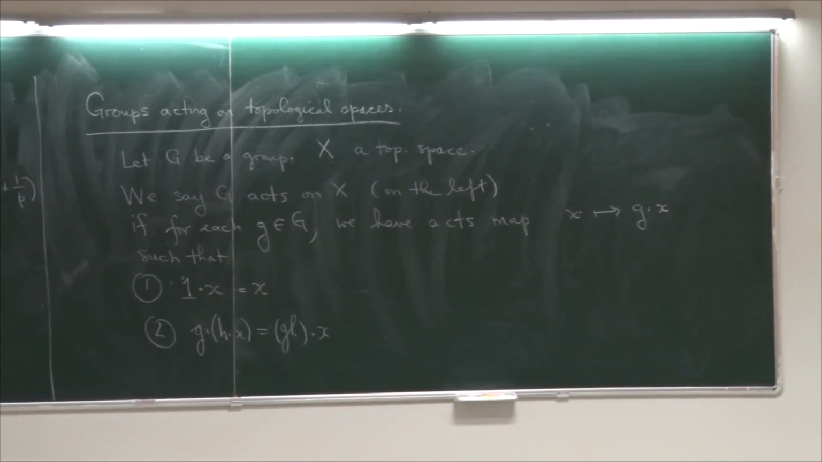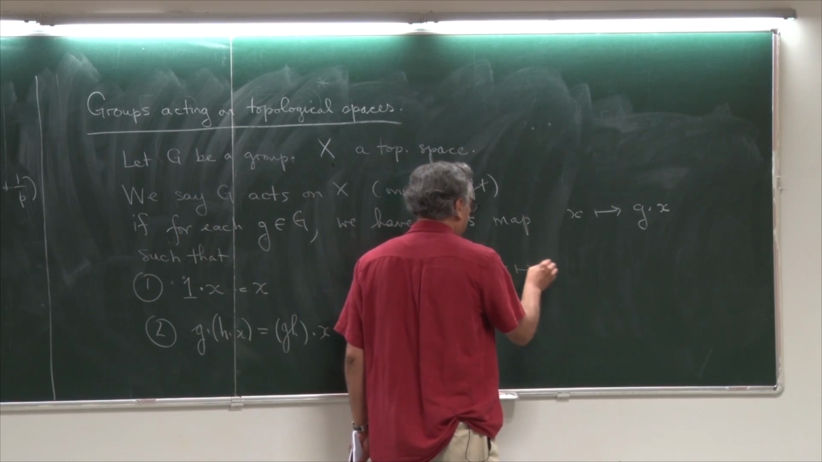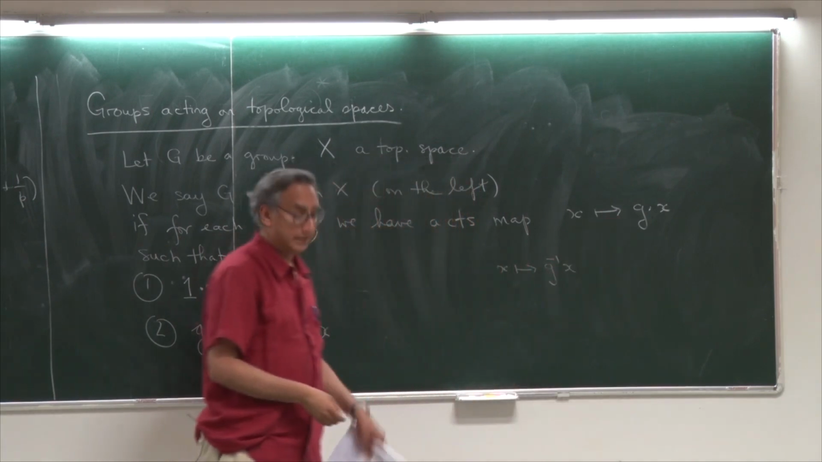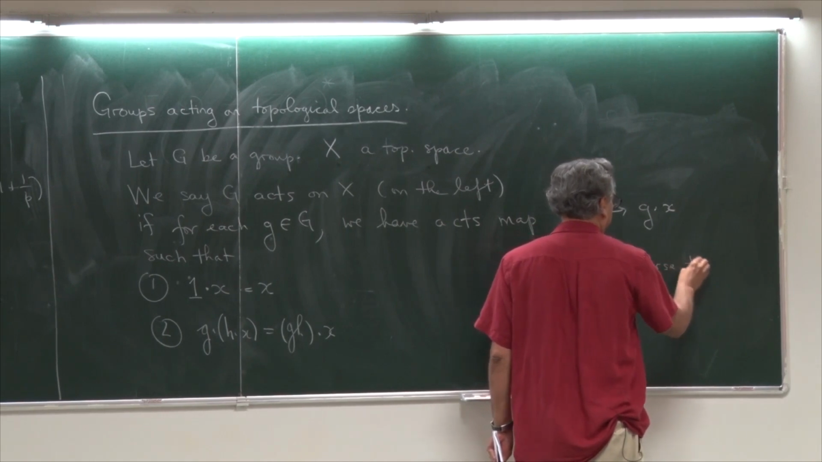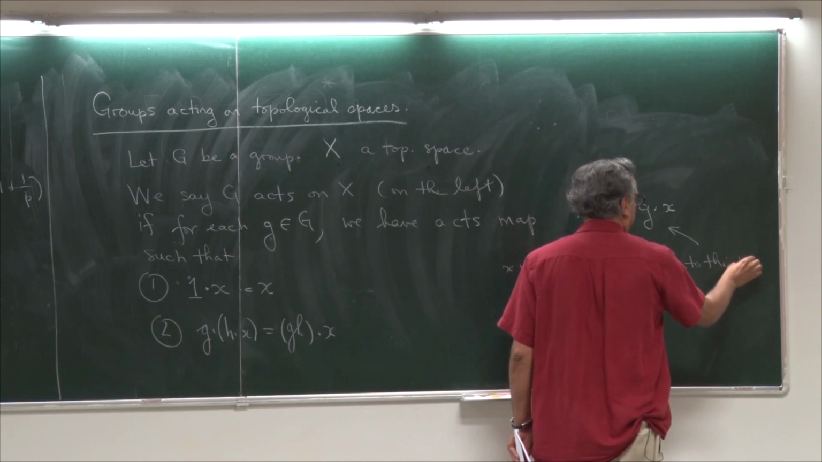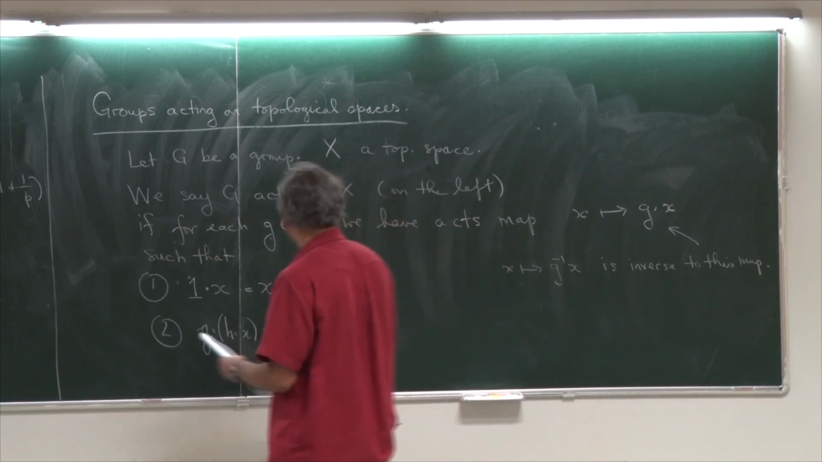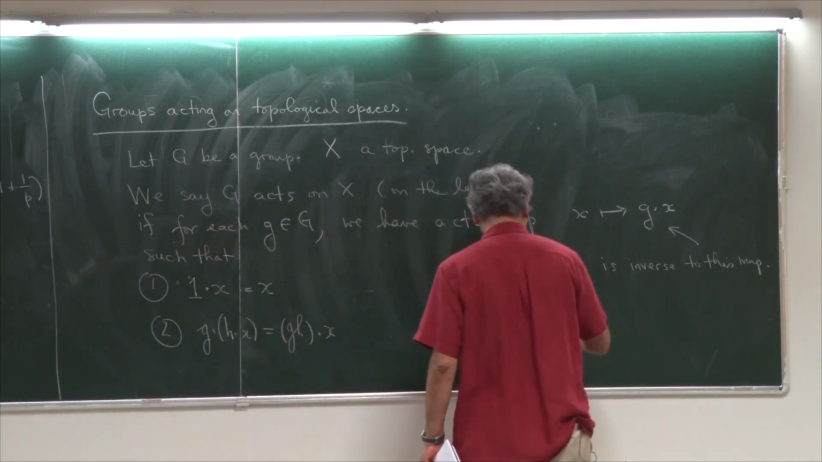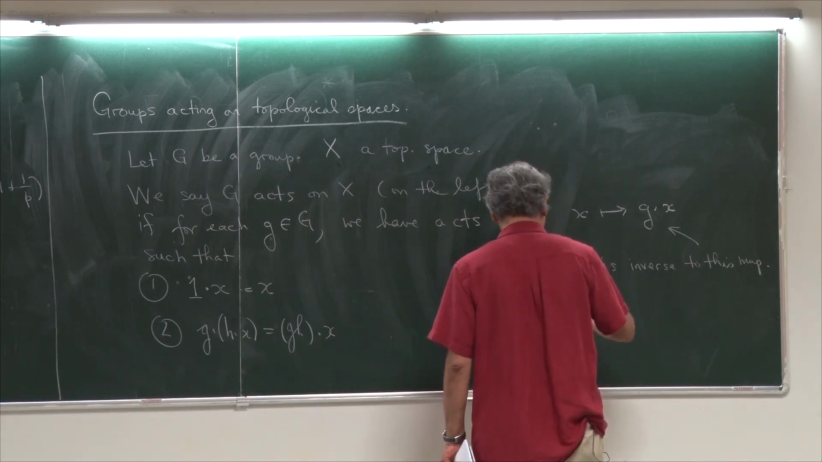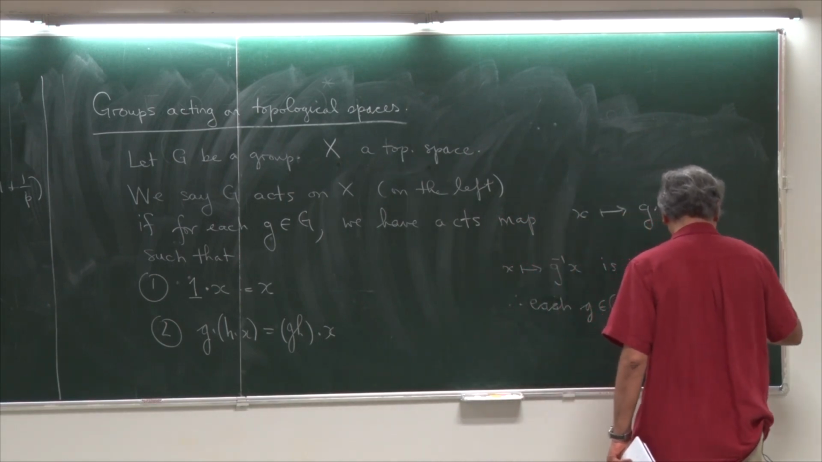The fact that we have these two axioms tells us that the map x goes to g inverse x is the inverse map. So this is actually inverse to this map. Because each of these maps has an inverse, these are automorphisms of the topological space. So each g in G gives rise to an automorphism of X.